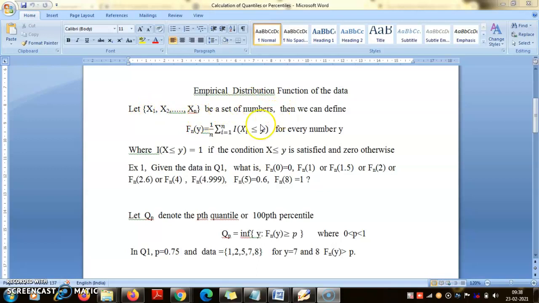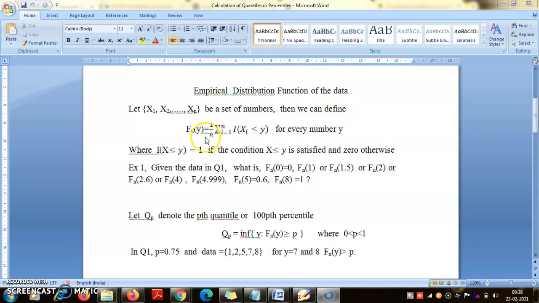Now I can always define a function, given any number y. For each x1 I will compare whether x1 is less than or equal to y or more than y. If it is less than or equal to y, then I will count it as 1. Then I will go to x2 and again compare it with y. If x2 is less than or equal to y, again count it as 1 and then add all this up. So what will be the sum in the numerator? It will be the number of x1, x2, ..., xn that are less than or equal to y. So out of n observations, how many are less than or equal to this given number y? That is in the numerator.